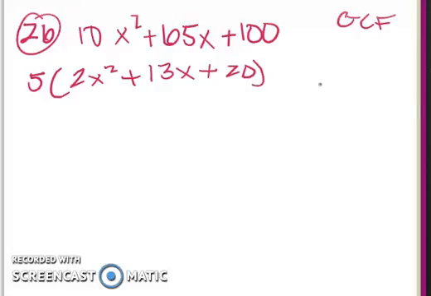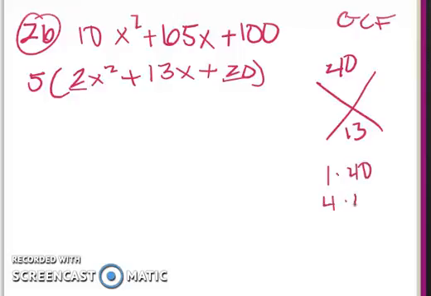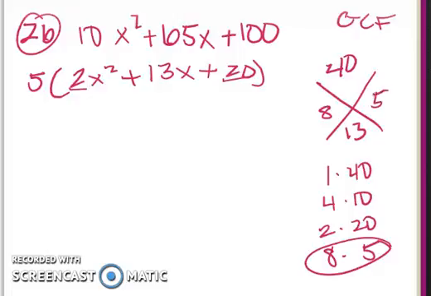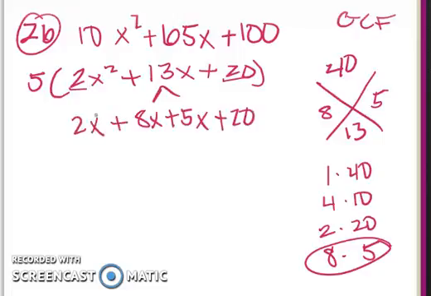Let's see if we can factor this. I'm not sure if we can. Let's try it. 2 times 20 is 40. I gotta add to 13. Tricky, tricky, tricky. Okay, well I got 1 and 40, 4 and 10, 2 and 20. Let's see, does 3 go into 40? I don't think so. 8 and 5. Oop. I think we found my winner. 8 and 5. There it is. Factor by splitting that middle term. Okay. Nice.